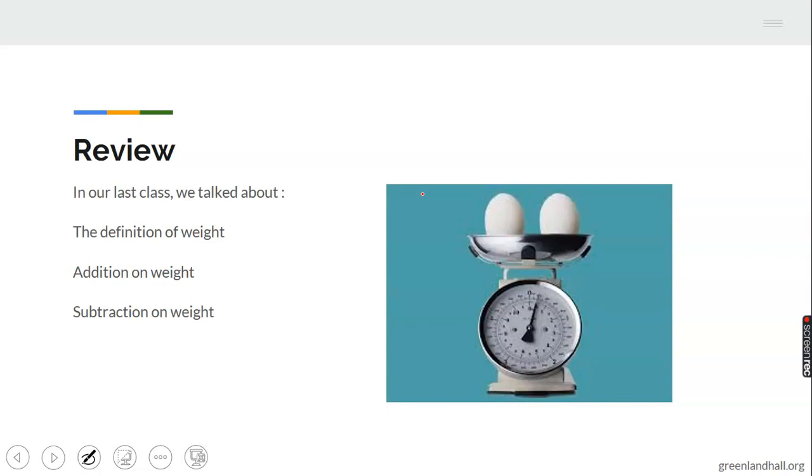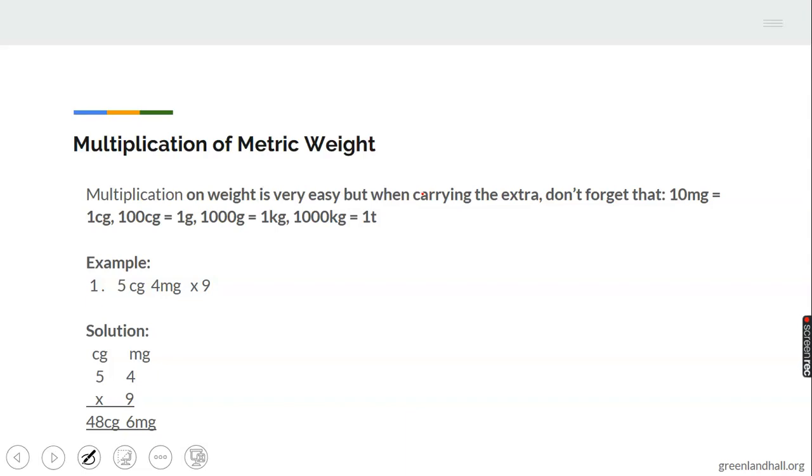So, last week I told you about the definition of weight. And I told you how to add in weight and how to subtract in weight. I'm sure you can still remember all that I told you in weight. And I told you some terminologies like kg, g, cg, and all that. So, this week we'll be doing more in this class. So, I want you to pay close attention.